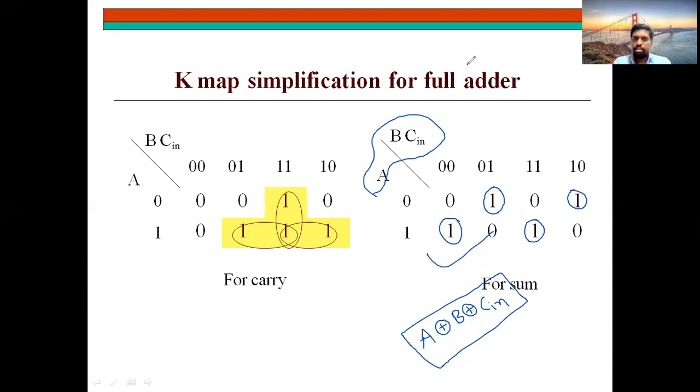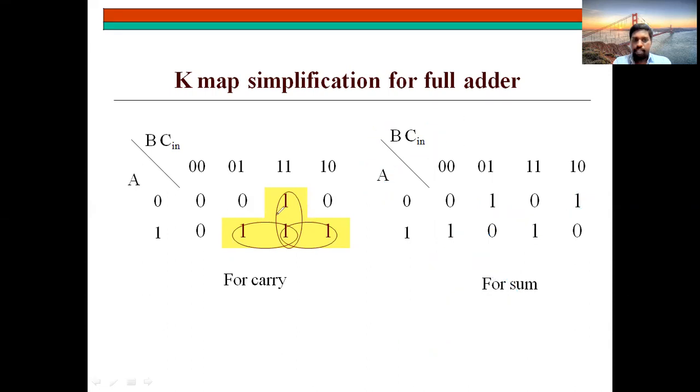Okay. And obviously here you will have one product term for this pair, one product term for this pair, and one product term for this. So total you will have 3 product terms. So draw the logic diagram.